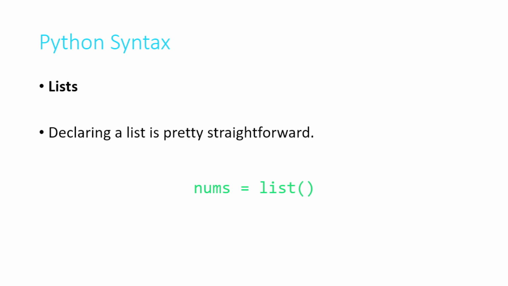Now, instead of the square bracket syntax, there's also just saying nums equals list parentheses, which is a function that creates a list. And if you don't pass anything in, it returns an empty list, or an empty set of square brackets. So that's exactly the same as what we saw just a moment ago with the blank empty list.